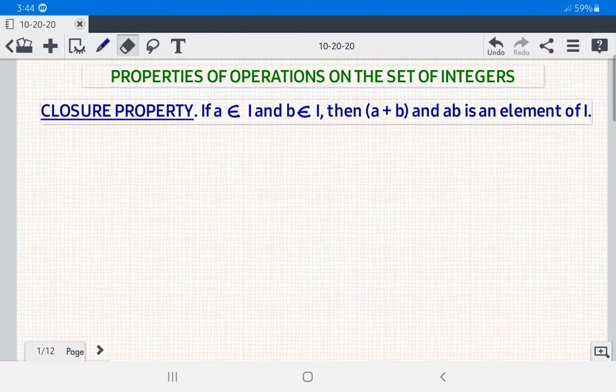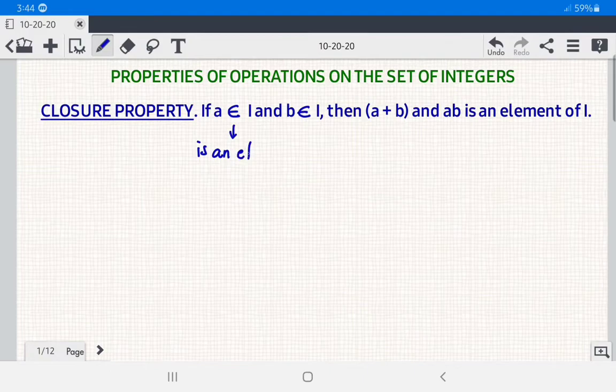Everyone. Today we're going to illustrate the different properties of operations on the set of integers. We're going to discuss properties of operations on the set of integers. So let's start with the closure property. If A is an element of I, so we read this as is an element of.